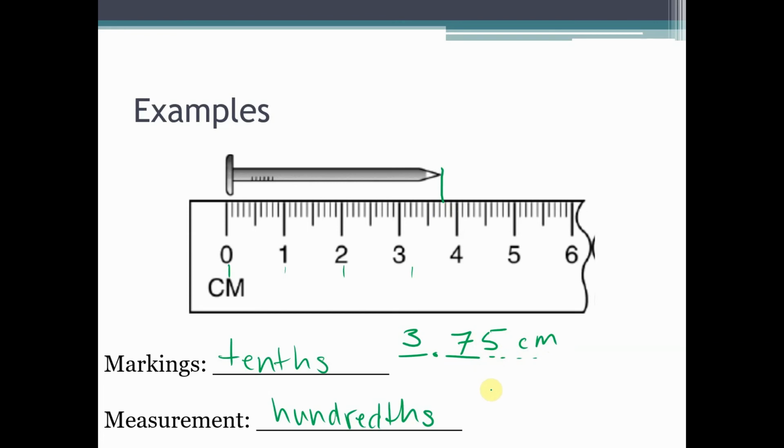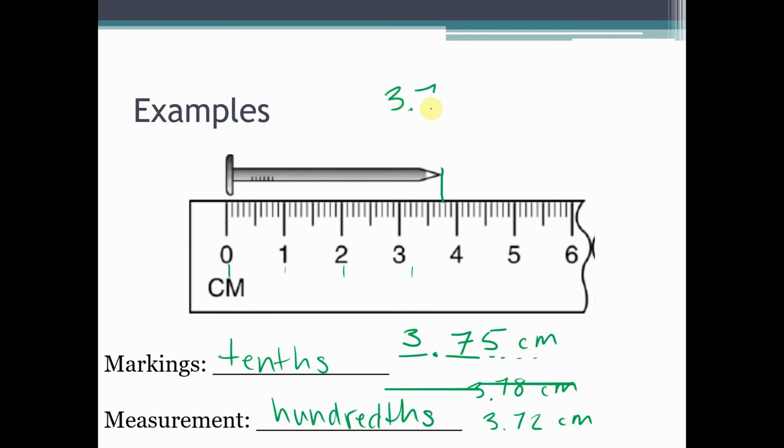But if you think it made it more than halfway, you could call it 3.78 centimeters. Or if you think it barely made it, you could call it 3.72 centimeters. As long as you have 3.7 something, you have the right answer.